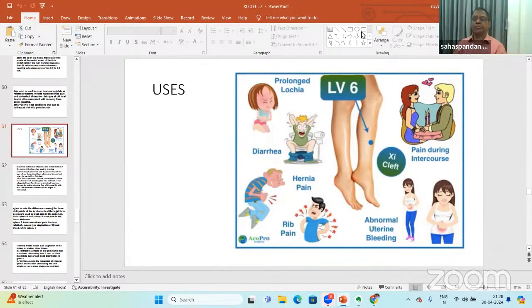This is the cleft point of the yang linking vessel. It activates the meridian, relaxes the sinews, and relieves pain. So how can you needle? Perpendicular, and insertion should be 1 to 1.5 cun.